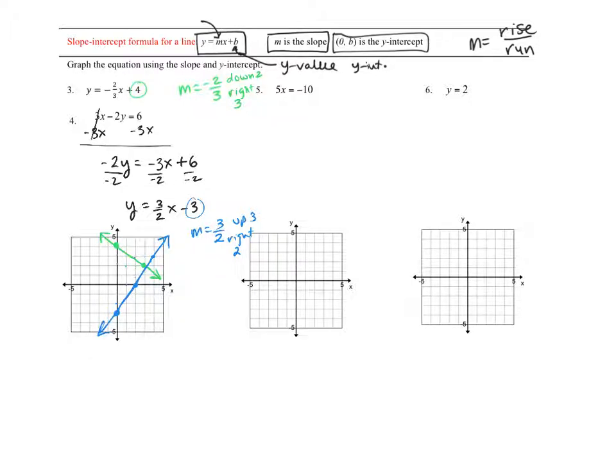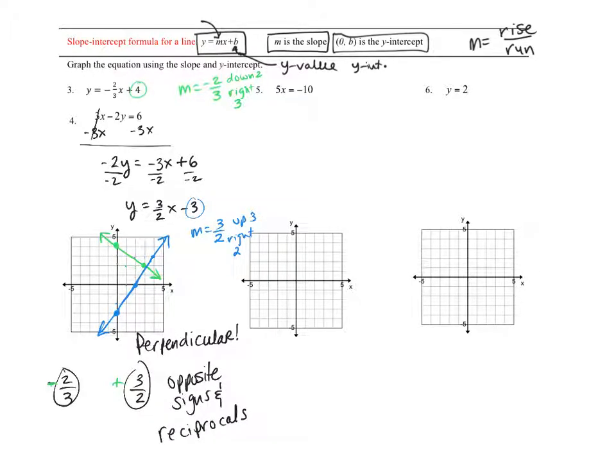And these are perpendicular lines. I could have told that just from looking at the slopes. My slopes were -2/3 and 3/2. Notice how the numbers are reciprocals, and then I have a negative and a positive. That is an indication that we have perpendicular lines. So we look for opposite signs and reciprocal numbers, and that shows perpendicular lines.